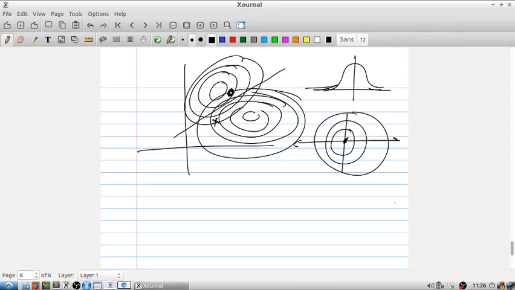A Gaussian distribution is the same as a normal distribution. Yes. Yeah, I didn't want to introduce the notation and all that.